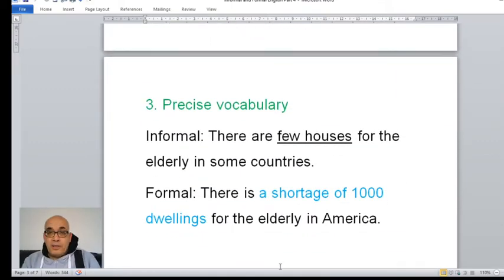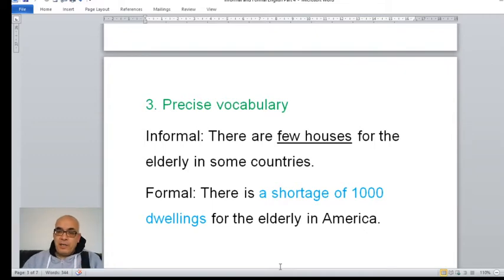Precise vocabulary. It means the words you use in formal English must be precise, must be exact, must be accurate. If I say there are few houses for the elderly in some countries, so few houses is not precise. Why? Because I don't know what you mean by few houses. Do you mean 10 houses? Do you mean 20? Do you mean 3? Do you mean 50, 40? So it's general. It's not exact.